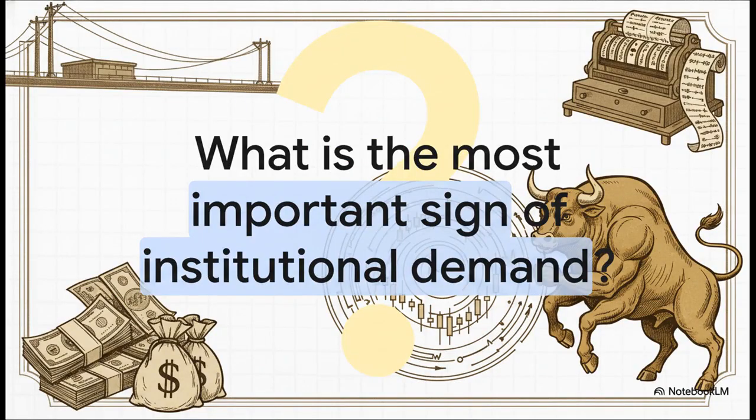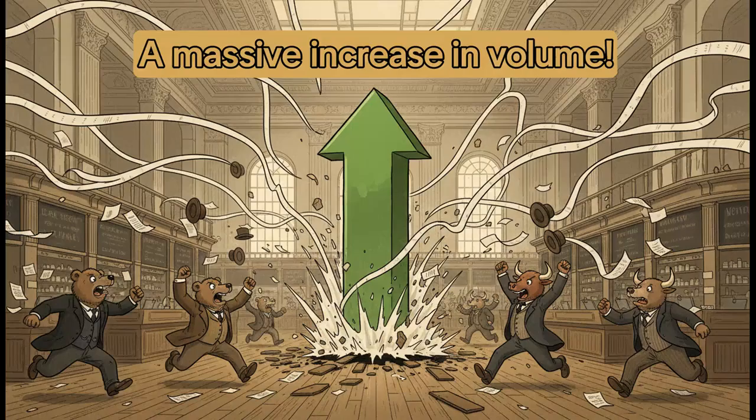Okay, next up. What is the single most important, most reliable sign that the big money, the institutions, are buying a stock? Is it A, a bunch of positive news articles, B, a high stock price, or C, a massive increase in trading volume? The answer is C, and it's not even close.